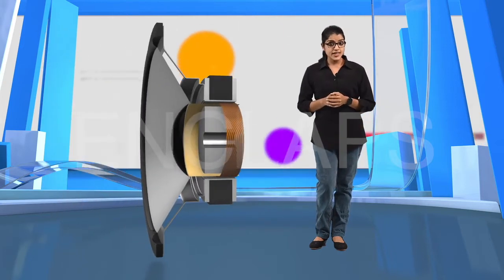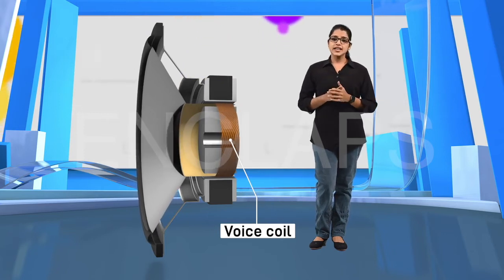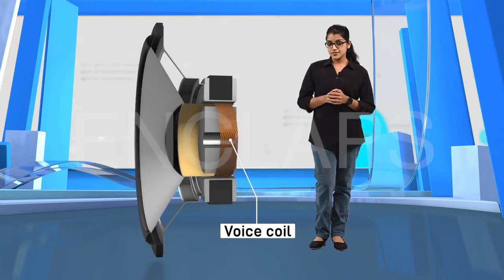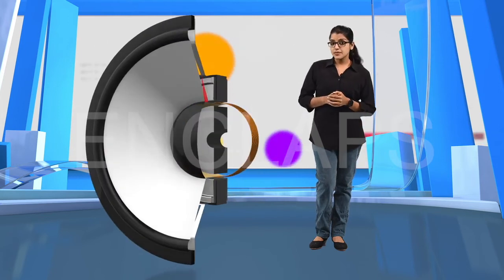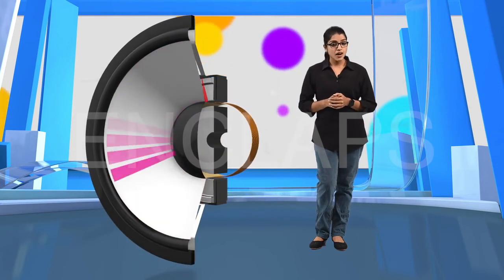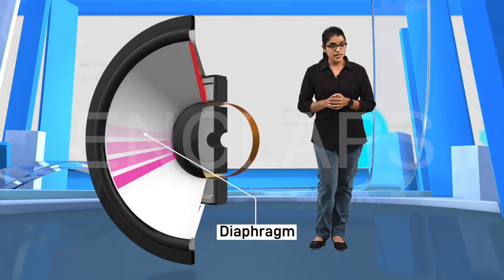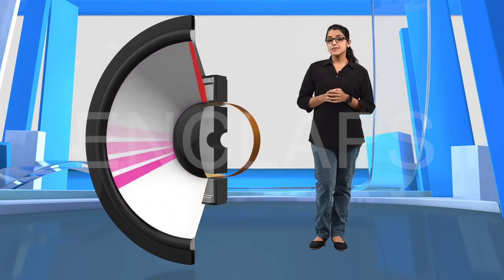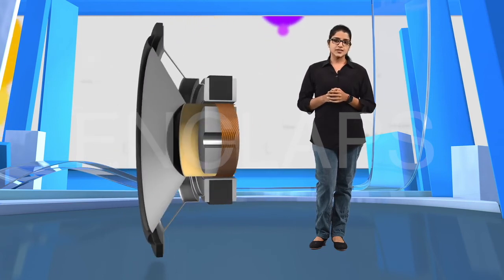Next, you can see a voice coil that can oscillate freely in the magnetic field. This coil is attached to a retractable layer. This part is called a diaphragm. A moving coil loudspeaker is a device based on the motor principle. Now, let's see how it works.